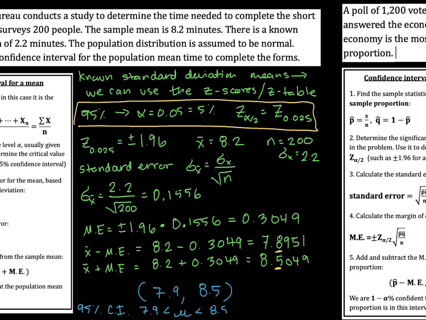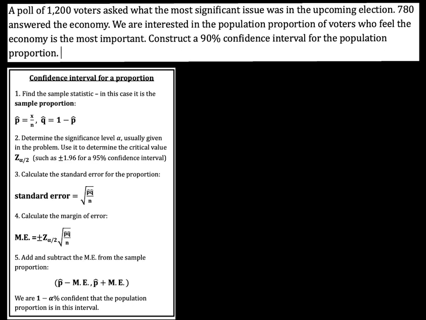So let's see, it's the same steps for a sample proportion, but we just have a few different steps in order to calculate the standard error. All right, so in this example, a poll of 1,200 voters asked what the most significant issue was in the upcoming election. 780 answered the economy. We are interested in the population proportion of voters who feel the economy is the most important. Construct a 90% confidence interval for the population proportion.